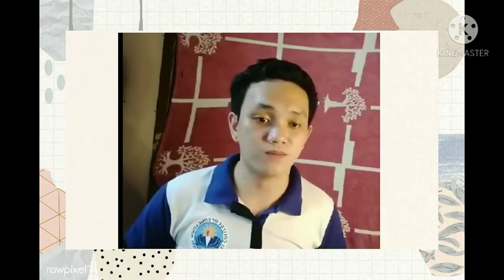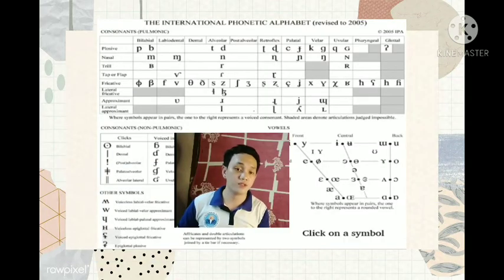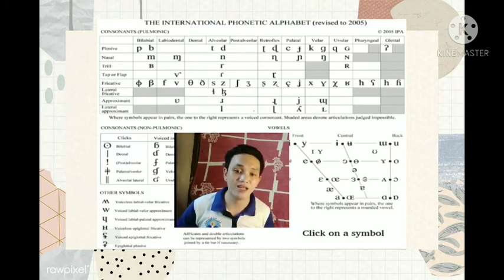For phonetic transcription, it is a visual representation of speech sounds, and the most common type of phonetic transcription that uses a phonetic alphabet is the International Phonetic Alphabet. These are the examples of the International Phonetic Alphabet. As you can see, there are the plosive, nasal, trill, tap or flap, fricative, lateral, and approximant.